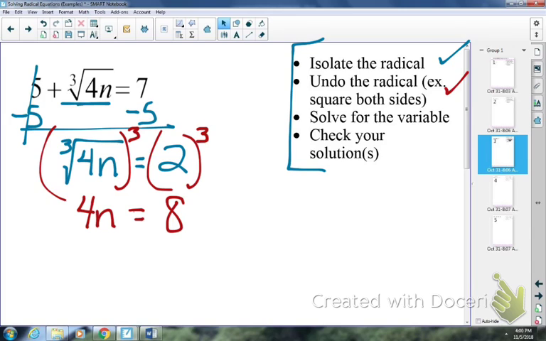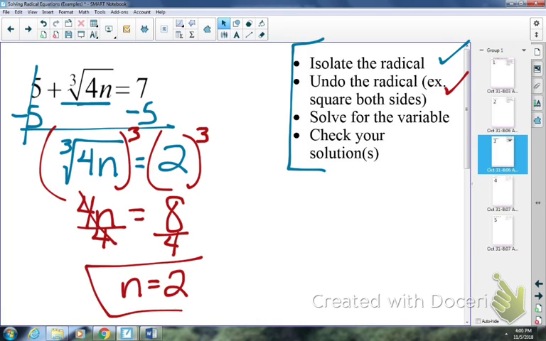Okay, step number 3, we need to solve for the variable. So we need to solve for n. So if we have 4n equals 8, to solve for n, we're going to divide both sides by 4. So we're going to get n equals 2.